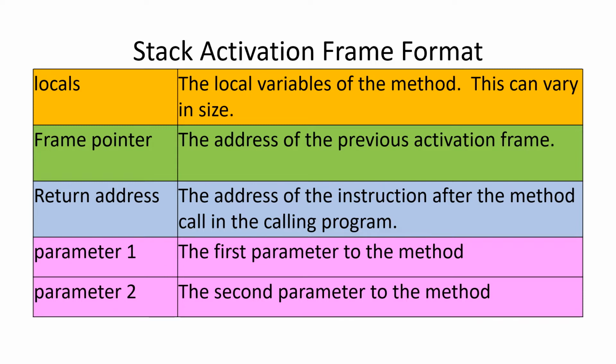The call instruction pushes the return address in the stack and jumps into the method. The method then allocates space for the frame pointer, which points to the previous activation frame. This makes it easy to do a traceback from method to method. And then local variables are allocated on the stack.